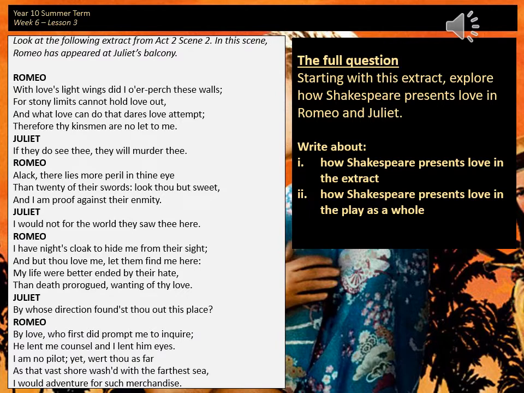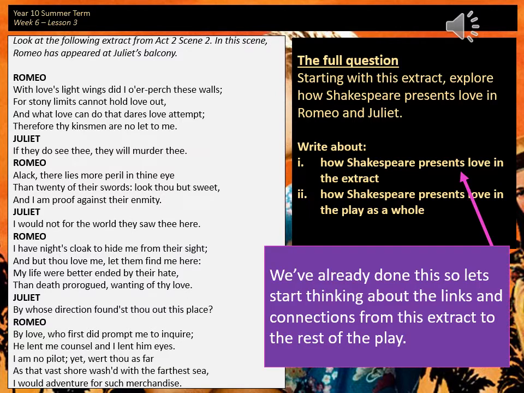Now, fortunately for us, we've already done the first bit. We've already written about how love is presented in the extract. So the purpose of today is just to think about those links. Okay, what can we talk about from the rest of the play to help answer that question?